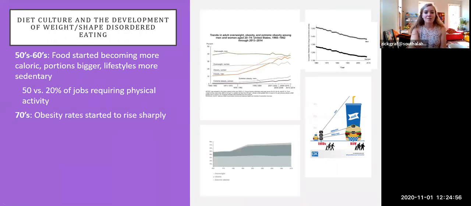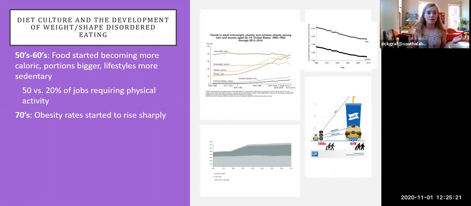Starting in the 70s, we started to see a rise in obesity rates. Interestingly, it was actually just obesity that was increasing. There haven't really been similar increases in overweight. That's what this figure is showing too. This is the share of the population that's obese, and this is the share of the population that has extreme obesity, which is a BMI over 40. So starting in the 70s, obesity started to become more and more of a problem.